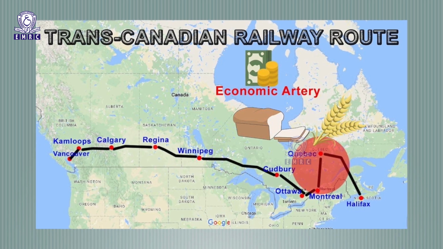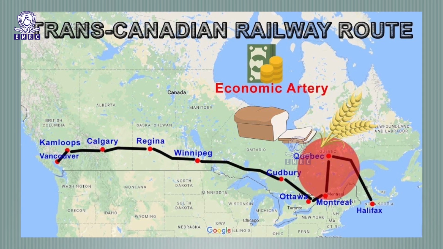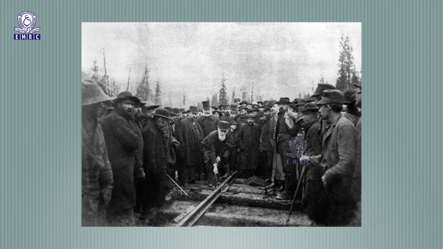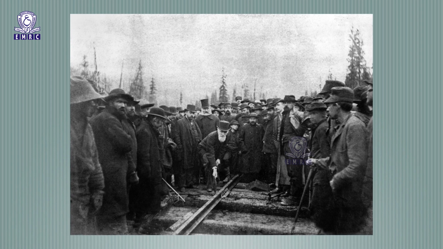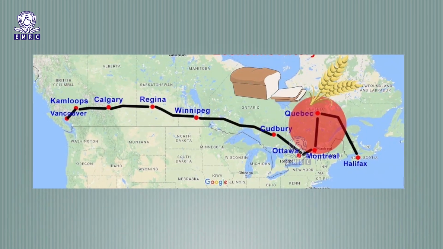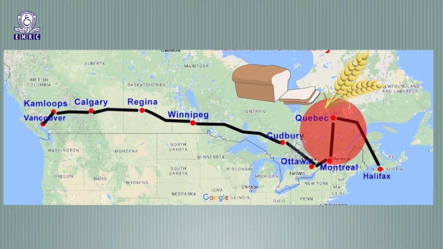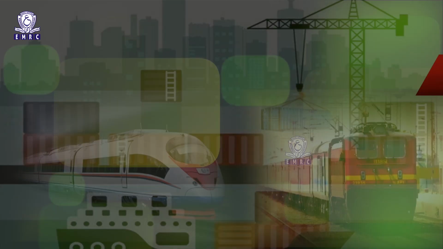Trans-Canadian Railways. There are two continental railway lines in Canada. The Trans-Canadian Railways run from Halifax in the east to Vancouver on the Pacific coast, passing through Montreal, Ottawa and Calgary. It was constructed in 1886 and connects the Quebec-Montreal industrial region and the wheat belt of the prairie region to the coniferous forest region in the north. This railway line is the economic artery of Canada through which wheat and meat are exported.